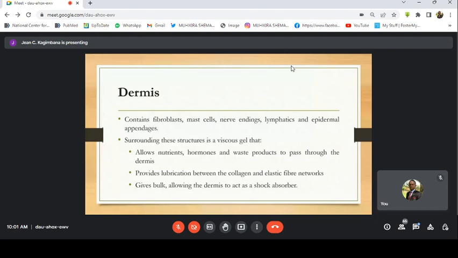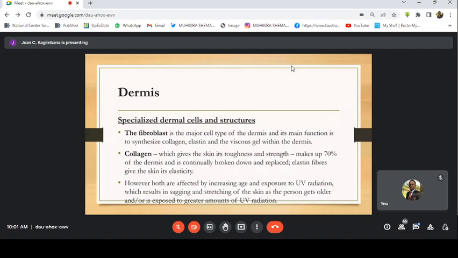Now, fibroblasts are specialized cells, and they are the cells in the dermis. And you have collagens again. And the collagens give a solid structure to the skin. Okay?